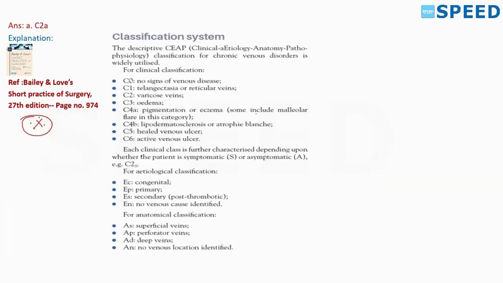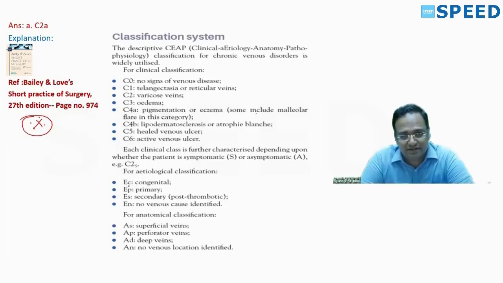Now, each clinical class is further characterized depending upon whether patients are symptomatic, S, or asymptomatic, A. For example, C2S means C2, varicose vein, S, symptomatic. For etiological classification, EC is congenital, EP is primary, ES is secondary, and EN is no venous cause identified. For anatomical classification, AS is superficial veins, AP is perforator veins, AD is deep veins, and AN is no venous location identified.